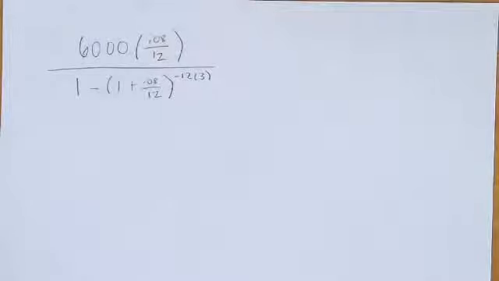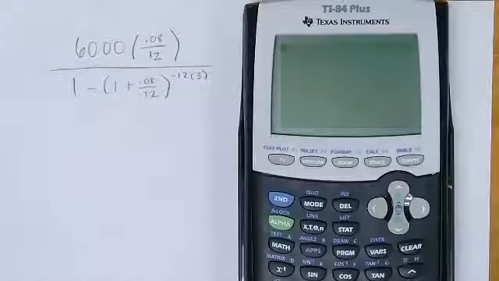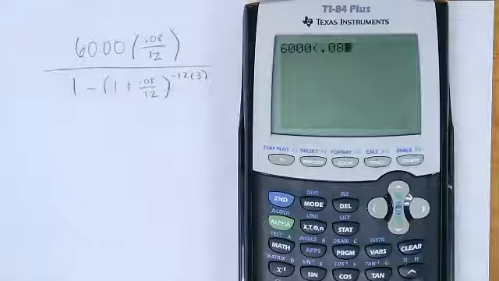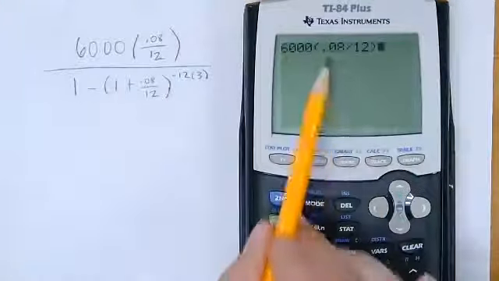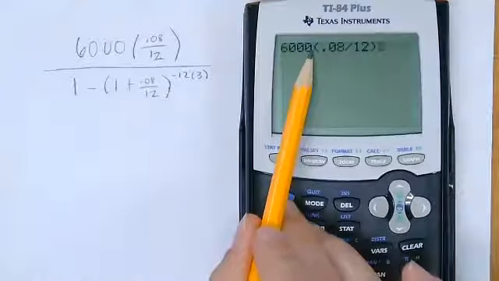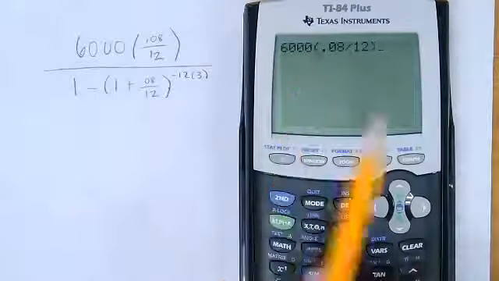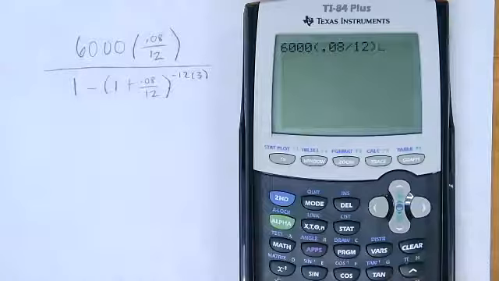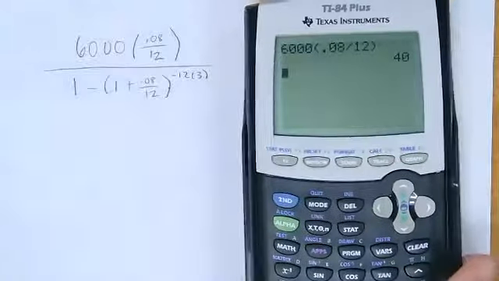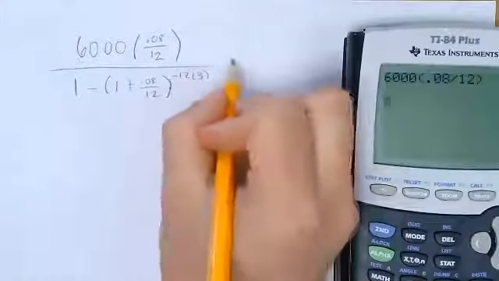Okay, so here's our next problem. For this one, I'm going to use the newer calculator. So if you do have that version, you'll know what to do. Again, we're going to use 6,000 times 0.08 divided by 12. And if you want, you can put a times symbol in between here, right? 6,000 times, but you don't need to. The parentheses implies multiplication. So that gives me a flat out 40.